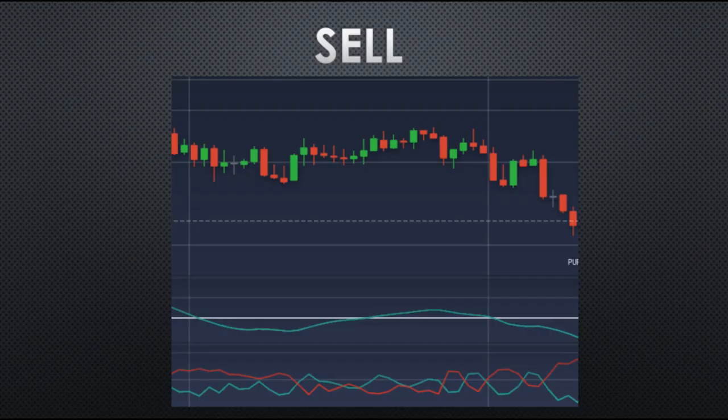Sell. The water green line of the Trix indicator should be heading downwards. Look how the line goes down. In addition, the red line of the Random Walk Index indicator should start to go up or be already up.